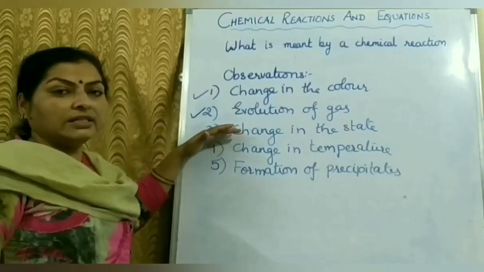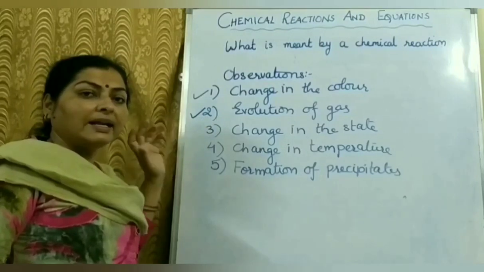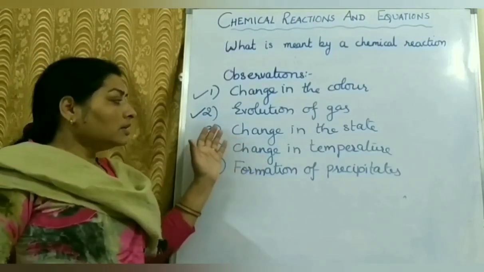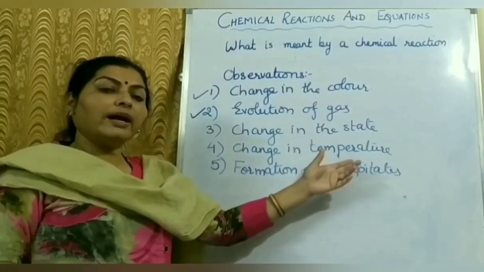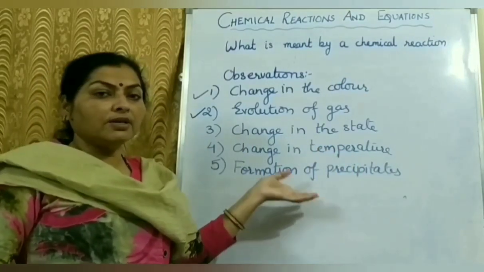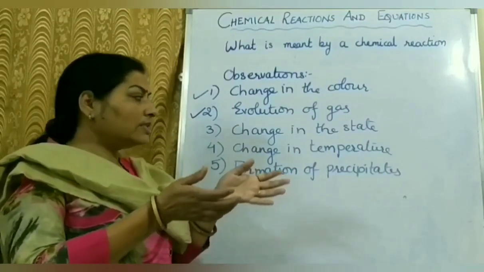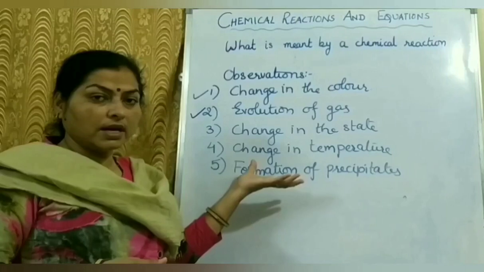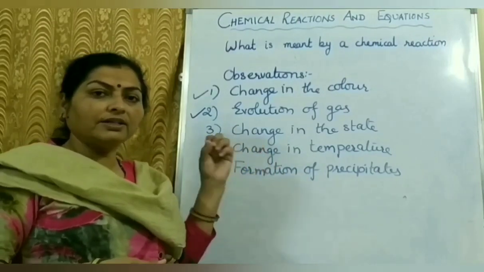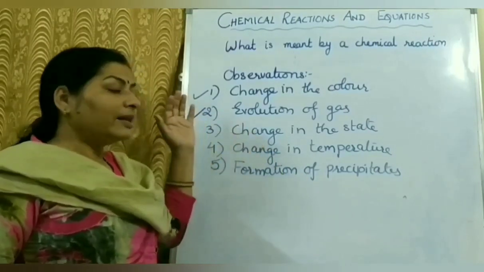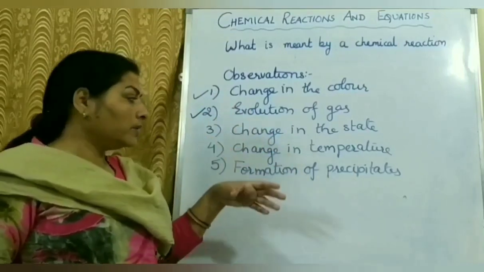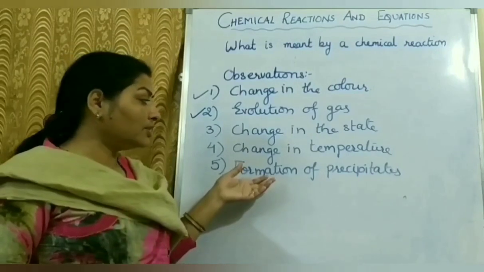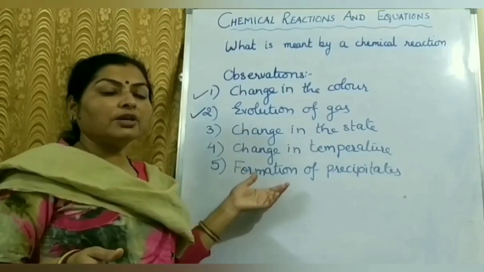The third one, change in the state. Just now we saw metallic magnesium change to a white color powder, magnesium oxide. Then change in temperature. This you can do at home. I can't show you from here because you need to touch the container in order to see the change in the temperature. You can take a small quantity of glucose and put it into water, stir it, touch the container, and you will find that the temperature decreases, it becomes cool. So some of the chemical reactions may be associated with change in the temperature. And the last one is formation of precipitates.